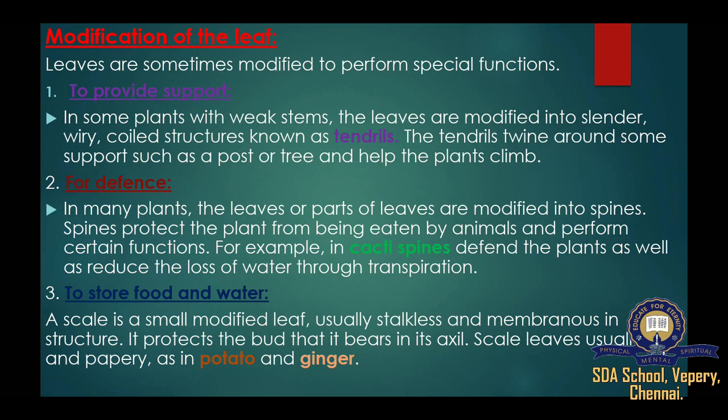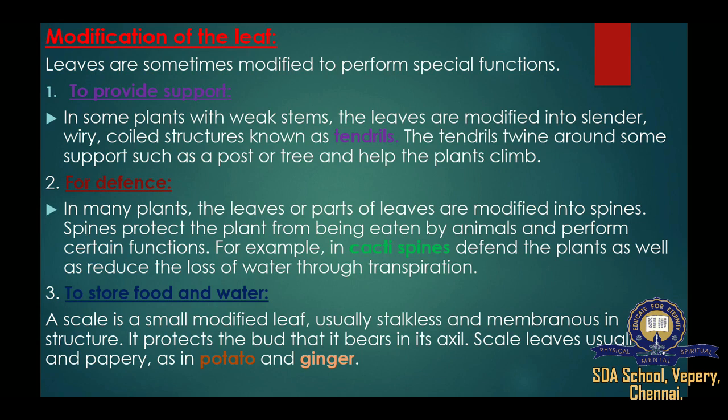In garden pea plants, the terminal leaflets get changed into tendrils. In glory lily, the leaf tip gets modified into a tendril. In wild pea plants, the whole leaf is modified, meaning changed, into a tendril. For defense, in many plants, the leaves or parts of the leaves are modified or changed into spines.